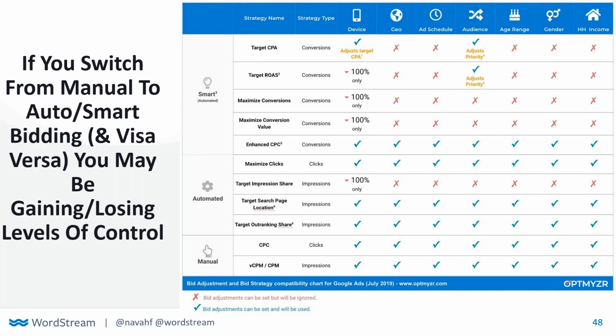So this is a great cheat sheet our friends over at Optimizer put together. Highly recommend that you take a look at it. Any of us here at WordStream would be happy to tweet it out to you. But this is actually one of the most important things to keep in mind when you're going between automated versus manual: what levels of control you're gaining or losing.